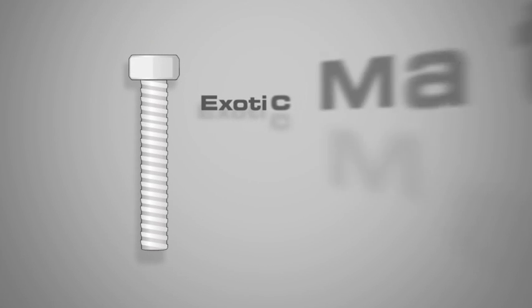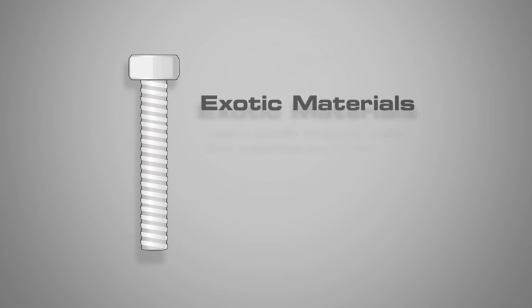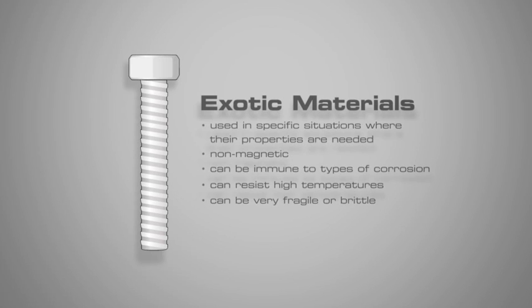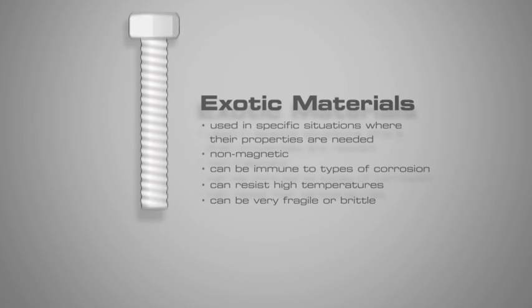There are many different types of exotic material bolts, including plastic and ceramic. They are used in specific situations where their properties are needed. For example, ceramic bolts are used in situations where an electrically conductive bolt would cause a short circuit. Also, ceramic bolts are non-magnetic, can be immune to types of corrosion, and can resist high temperatures. The downside of using ceramic is they are very fragile or brittle and may break under relatively small forces.